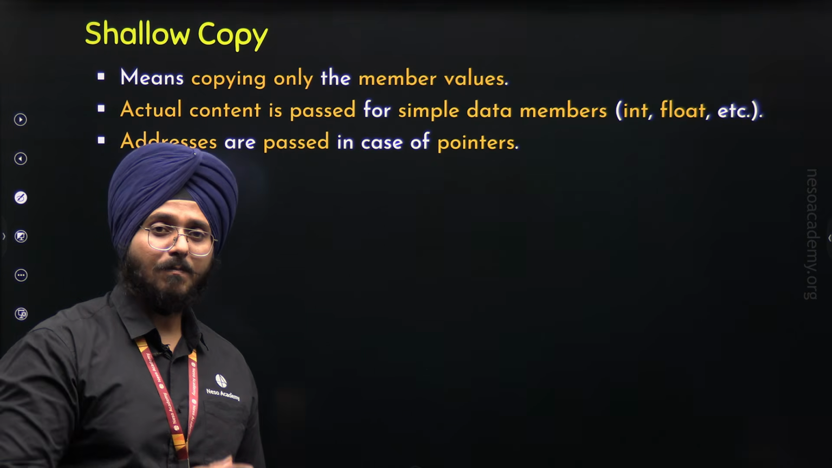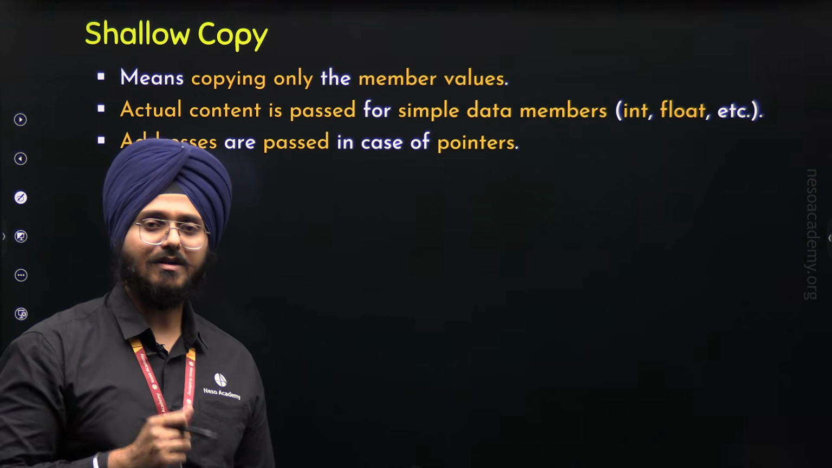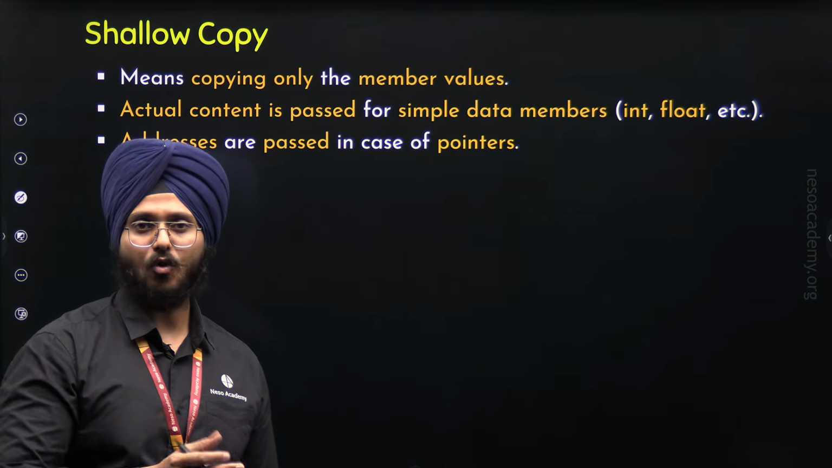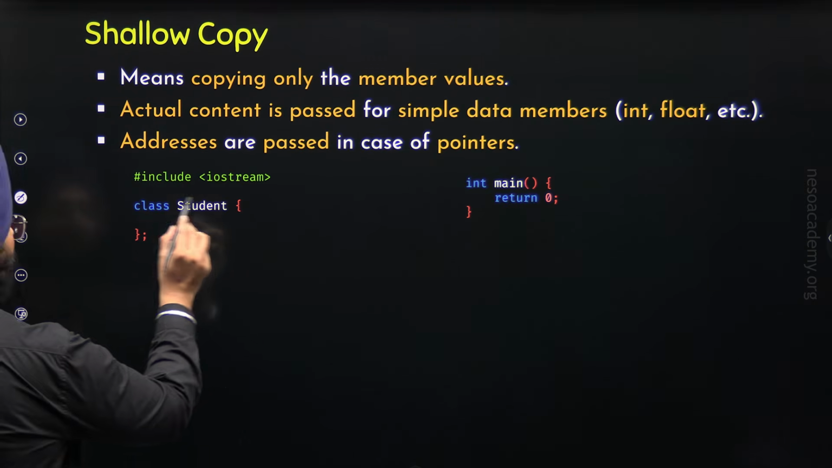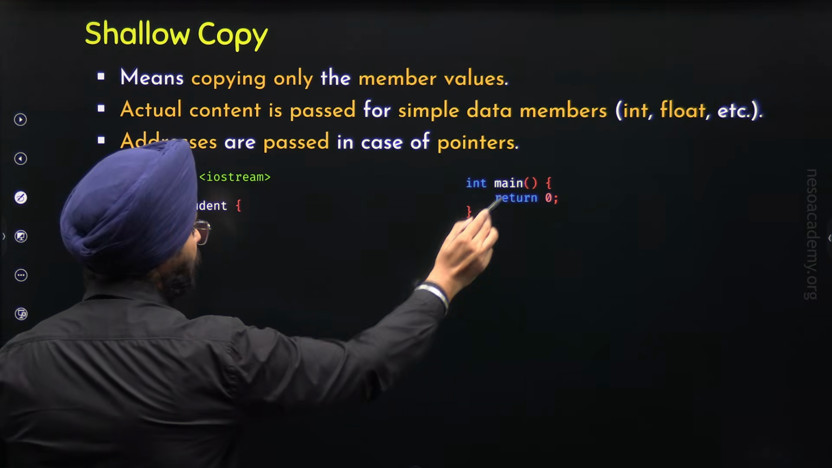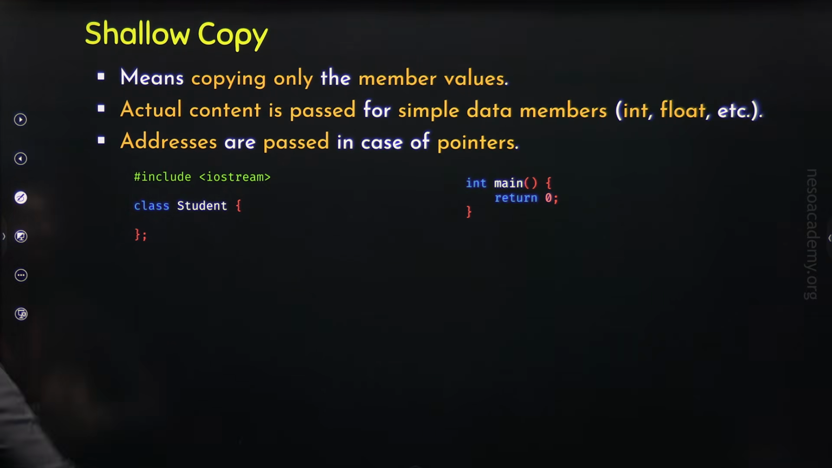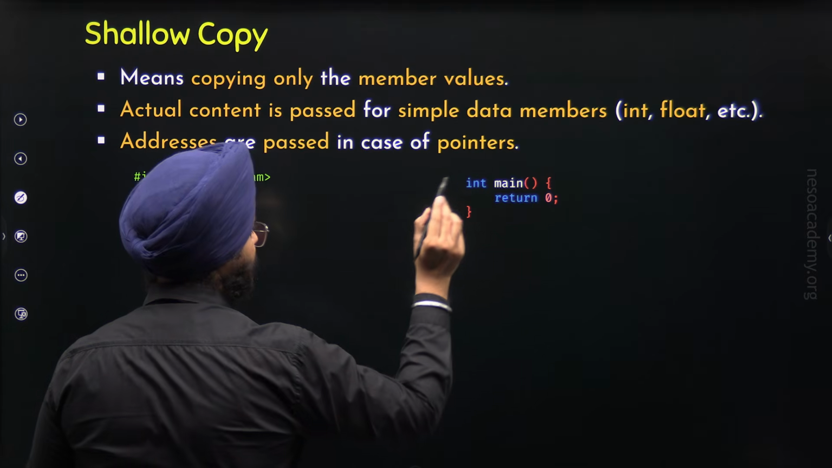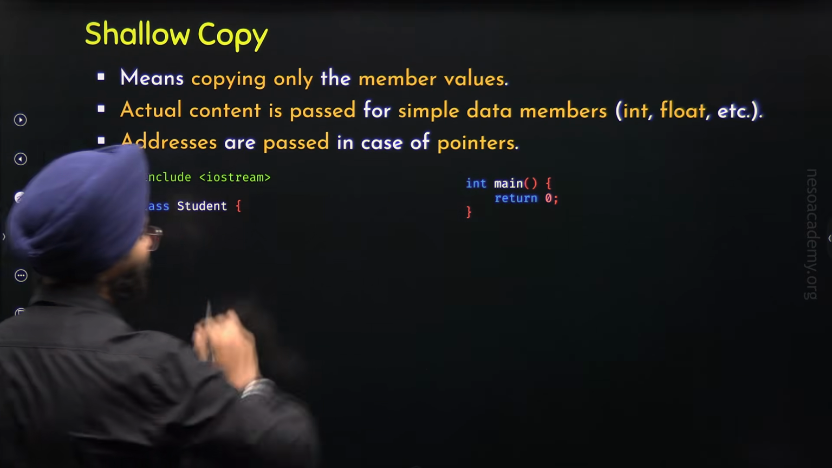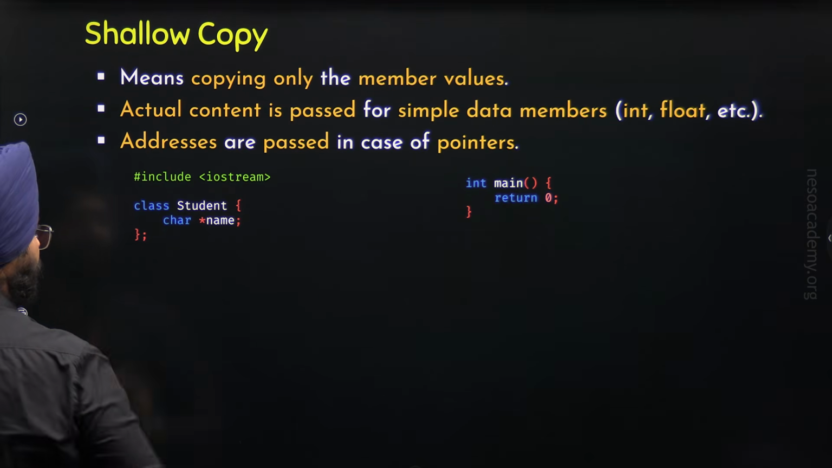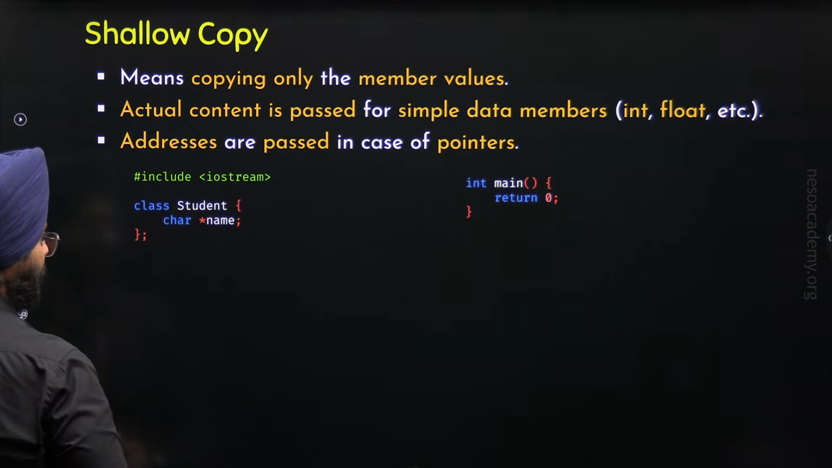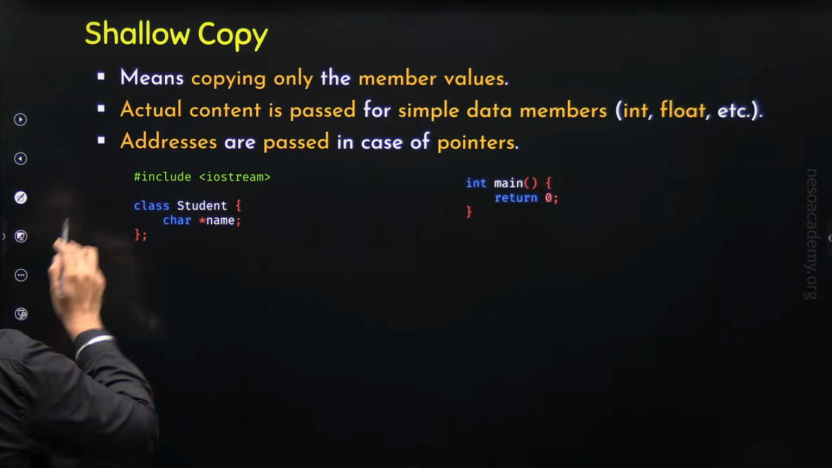Now let's write a simple C++ program to understand the limitations of shallow copy. Here is the example program. Here I have defined the class student and this is the definition of the main function. Currently the class is empty and this function only has just one statement, return 0. Now let's define a private data member name. This is the character pointer. This means this is the pointer to a character.